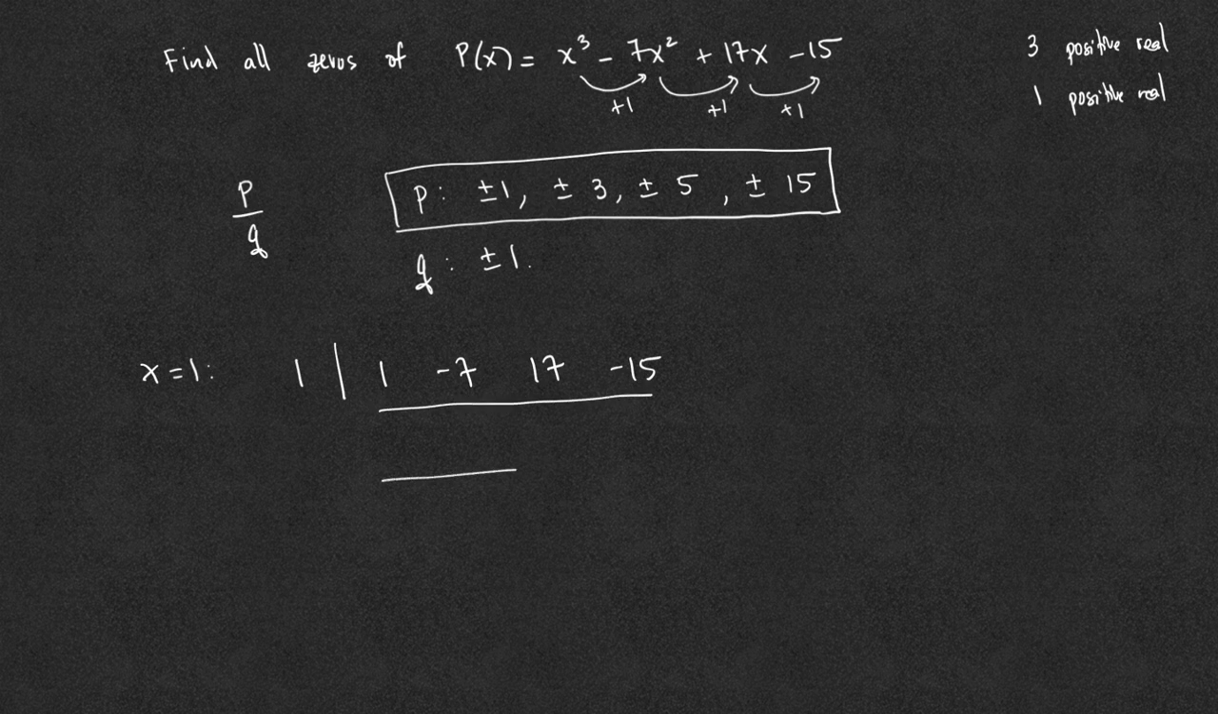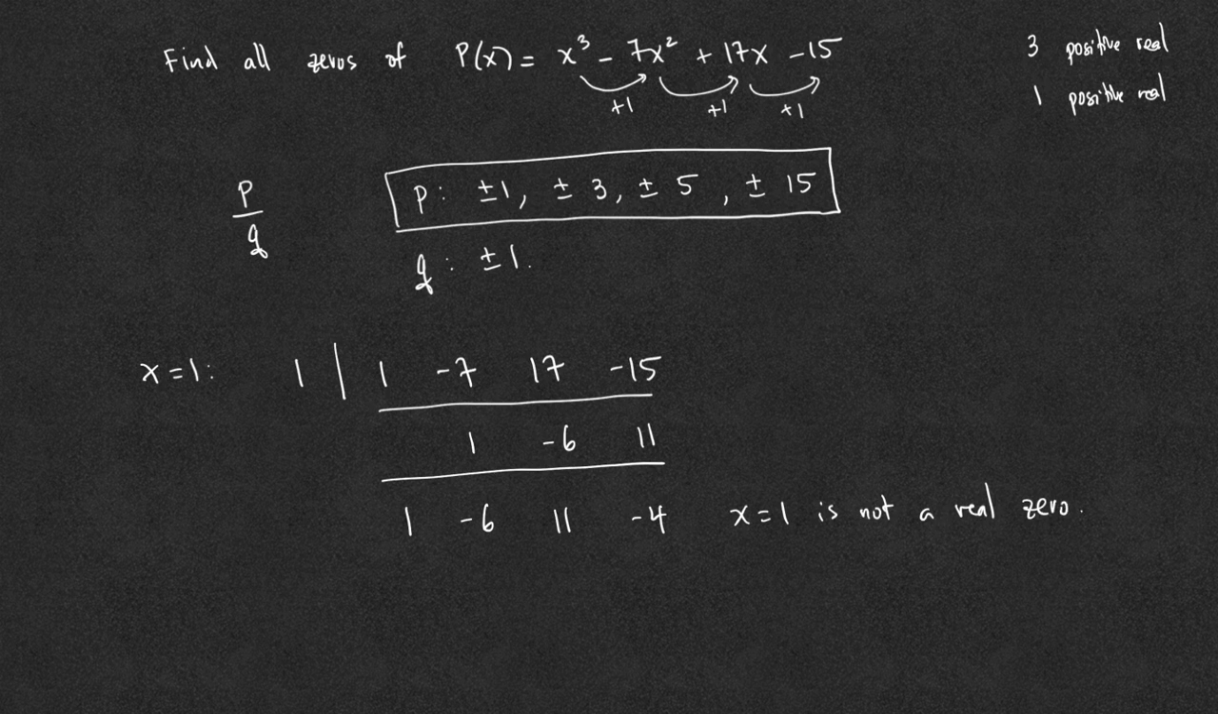We bring down 1 and multiply by k. 1 times 1 is 1. Write it in the next column. Negative 7 plus 1 is negative 6. Negative 6 times 1 is negative 6. 17 plus negative 6 is 11. 11 times 1 is 11. Negative 15 plus 11 is negative 4. The remainder is not 0, and so x equals 1 is not a real zero of this polynomial.